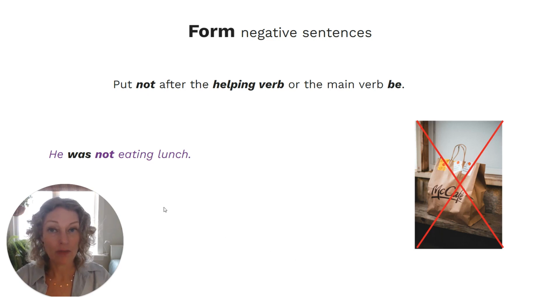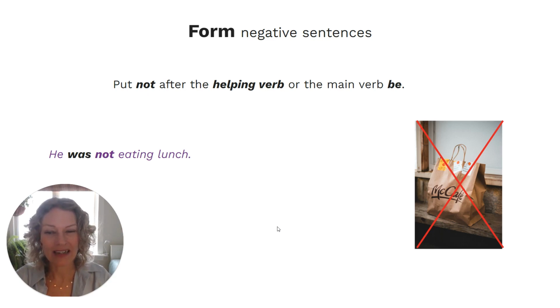So this is the past continuous tense. We have the helping verb was, and then we have the word not to show negative, and then we have the main verb eating. And so that not means that action did not happen. The eating did not occur. There was no eating. And most negatives can be made into contractions.